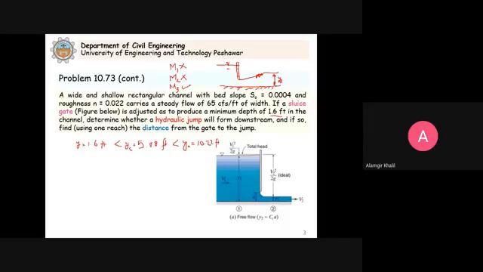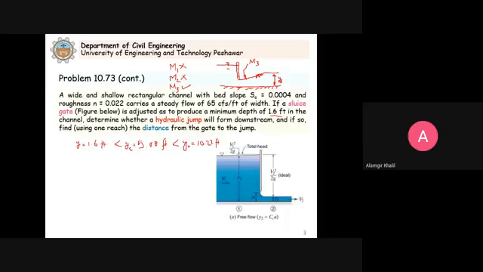Why not? So now this is actually an M3 profile, because we studied in gradually varied flow that the M3 profile is a rising profile. dy/dx is positive, a rising profile. So now what we have determined is that a hydraulic jump will form downstream of the gate. Clear?